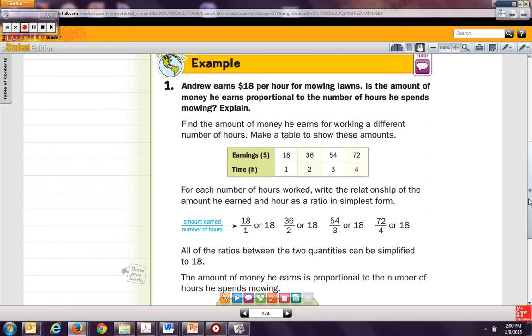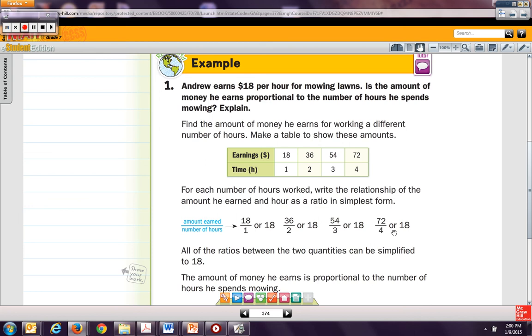Andrew earns $18 per hour for mowing lawns. Is the amount of money he earns proportional to the number of hours he spends mowing? Yes, because for every hour he earns the exact same amount. So I can take 18 and divide it by 1, 36 divided by 2, 54 divided by 3, or 72 divided by 4, and I will continually get 18.